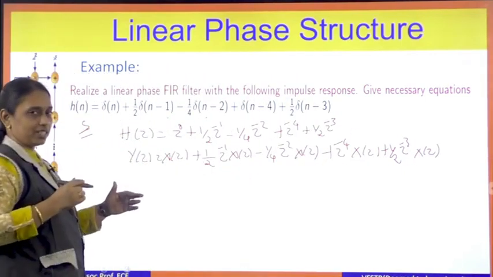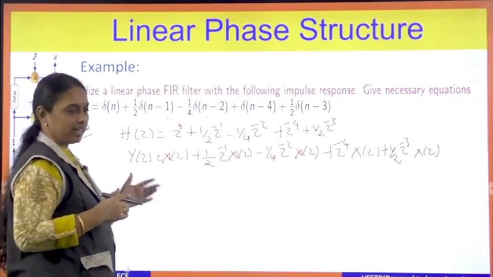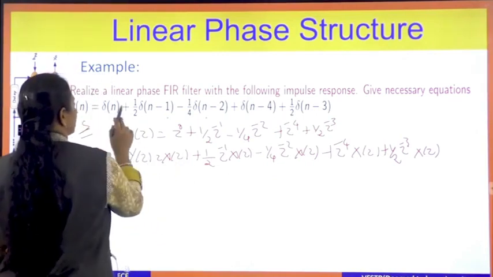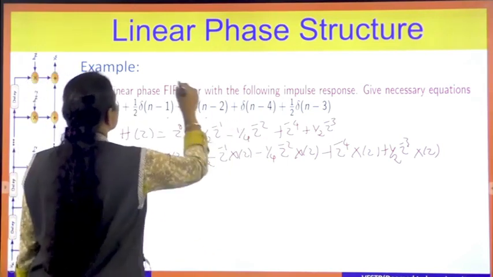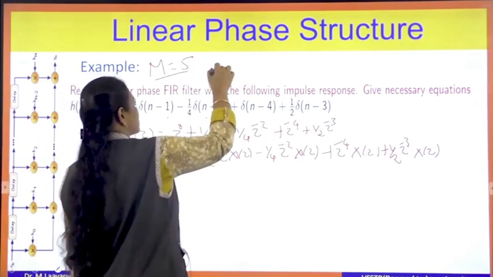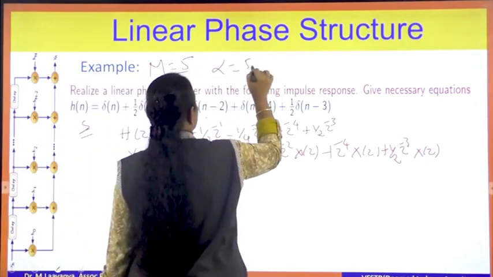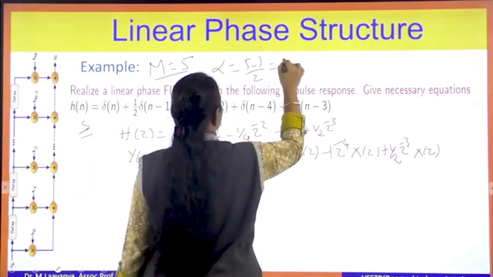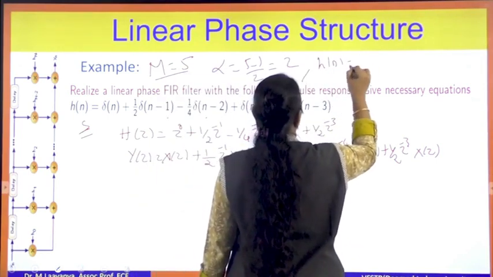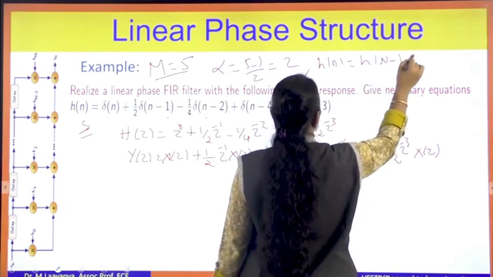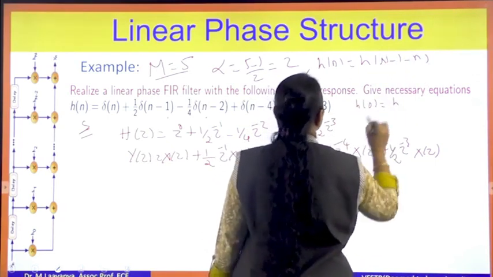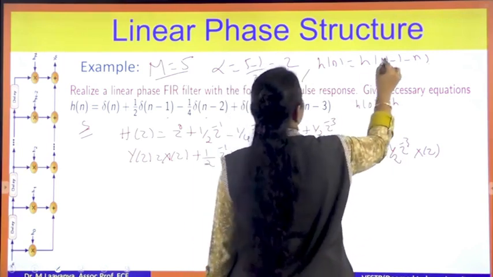This is my equation. I have to draw the structure. Let me draw the structure. And how many terms are there? You check 1, 2, 3, 4, 5. So it is an odd structure. If it is an odd structure, what is my center of symmetry? 5 minus 1 by 2, that is 2. And what is my h of n? Equal to h of m minus 1 minus n. So h of 0th value is equal to h of m minus 1.